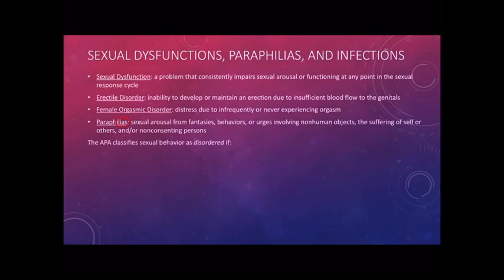Okay. And then the APA classifies a sexual behavior as being disordered if a person experiences distress from that unusual sexual interest, or it entails harm or the risk of harm to others. Those are the criteria for disordered sexual behavior.